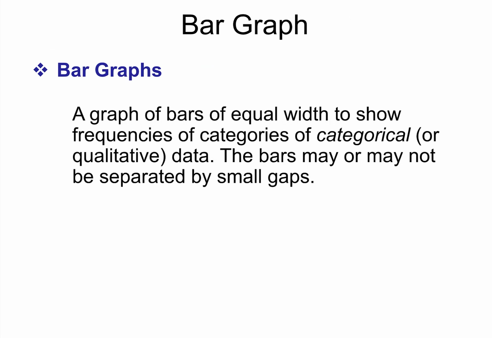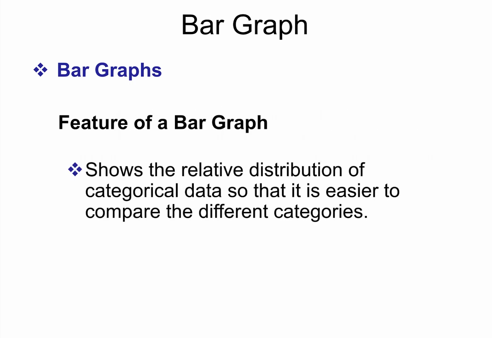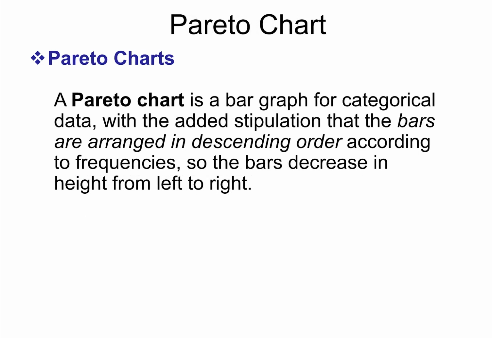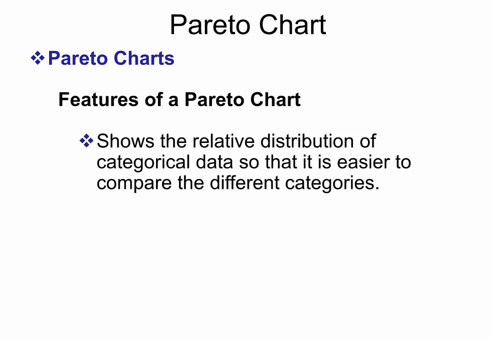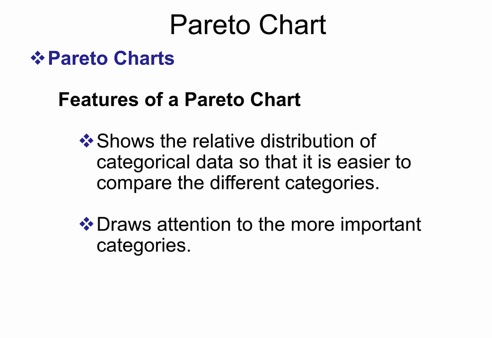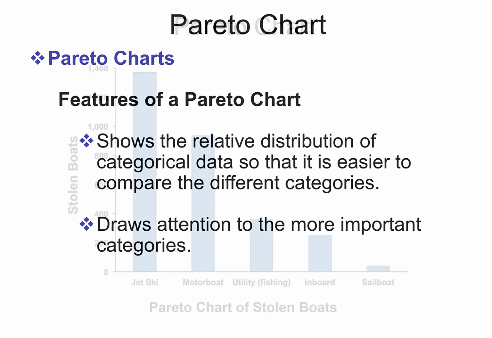A bar graph is a graph of bars of equal width that show the frequencies of categorical data, and we have gaps between the bars in a bar graph. They show the relative distribution of the categorical data, so it's easier to compare different categories. A Pareto chart is a bar graph for categorical data with a stipulation that the bars are arranged in descending order according to the frequency, so the bars decrease in height from left to right. It shows the relative distribution of the categorical data and also draws attention to the more important categories that will be shown on the left side of the Pareto chart.